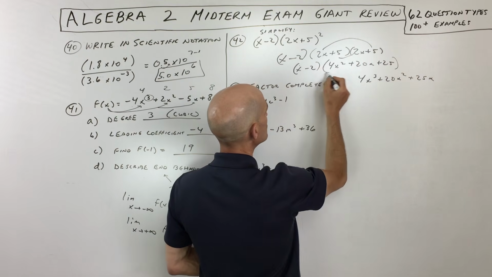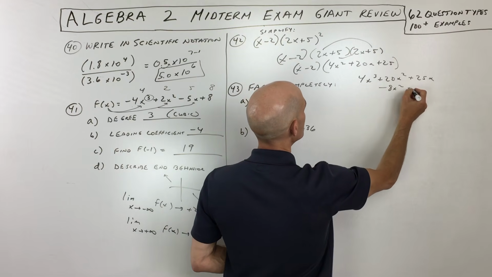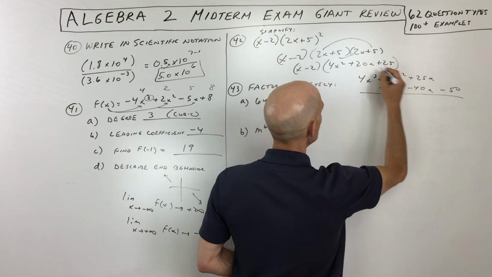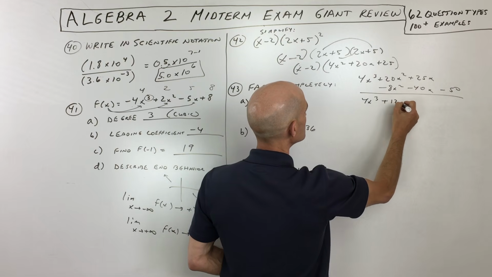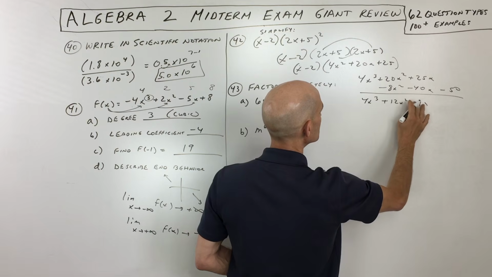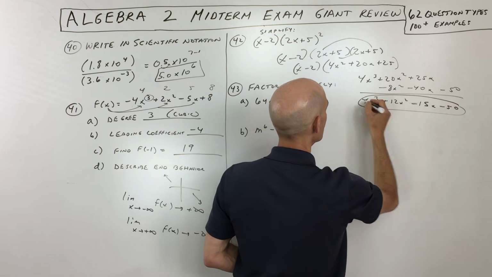If I distribute the negative 2, that gives us negative 8x squared. That gives us negative 40x, and that gives us negative 50. Now I lined them up in this way to make it a little bit easier so we could just add straight down. Okay, so that gives us 12x squared plus 15, minus 15x, minus 50. And you got it, right?